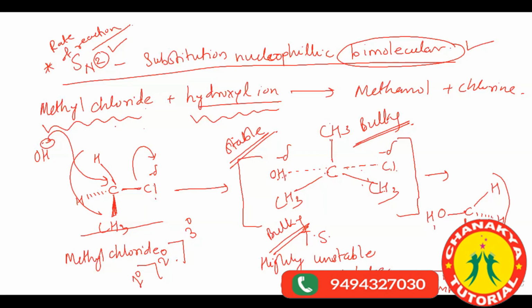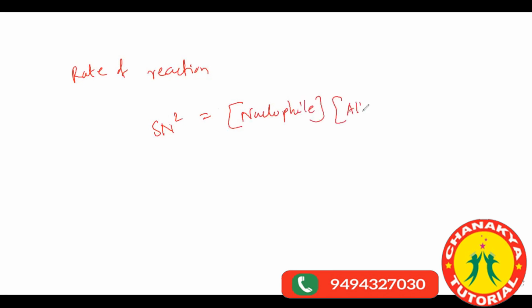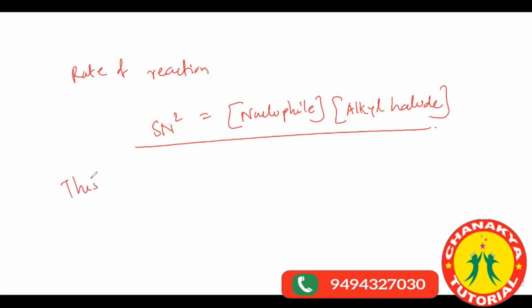Shall I erase it? Have you written? Yes, ma'am. Fine. So here, write down about the rate of reaction. Rate of reaction for SN2 is equal to, it depends on the concentration of nucleophile and the concentration of alkyl halide. And because of that, this is bimolecular. Fine? Clear?